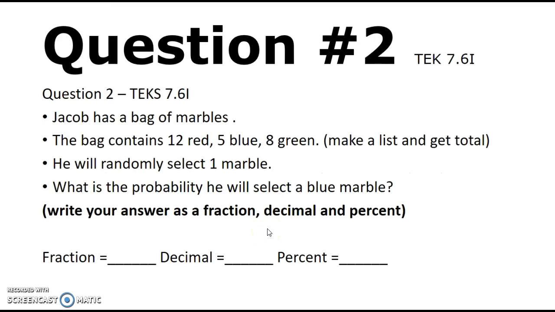Question number 2. Jacob has a bag of marbles. The bag contains 12 red, 5 blue, 8 green. Make a list and get a total. He will randomly select one marble. What is the probability that he will select a blue marble? Write your answer as a fraction, decimal, and a percentage.